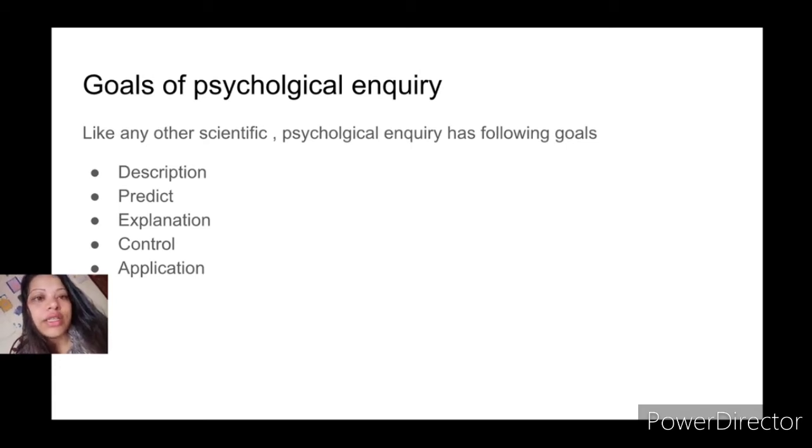So first, the description. The first goal of psychological inquiry is known as description. So in this particular goal, the researcher or any psychologist tries to describe the behavior, and it's very important to describe the behavior because every behavior is not the same. So signifying or separating the type of behavior is very important, and explaining it is very important.